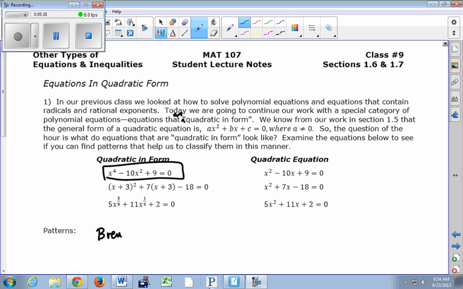Right, so you need to find the pattern that makes it look like quadratic. It's not quadratic. This is not a quadratic equation. So let's establish that. It's not quadratic because it's a 4th degree equation, right? Highest exponent is 4.